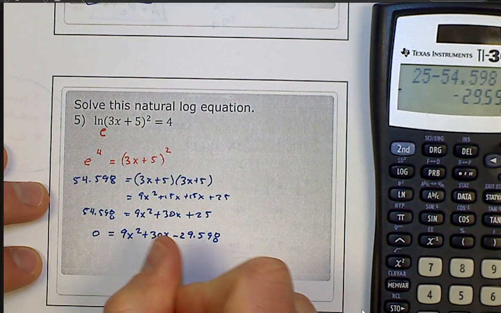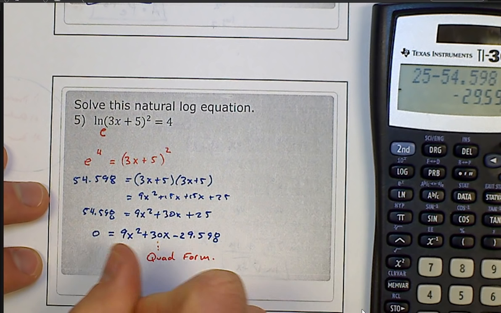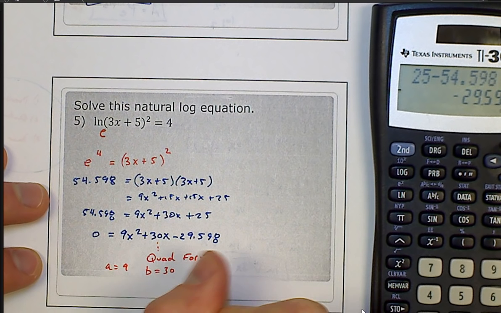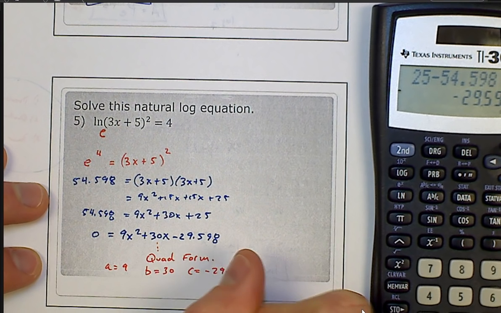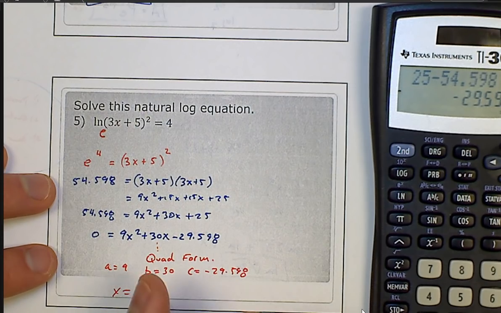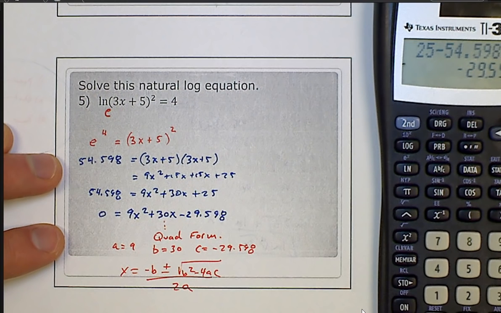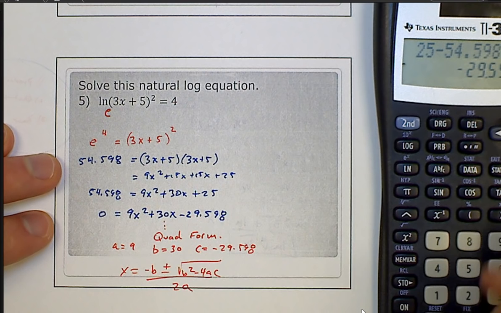Our good old friend, the quadratic formula. Your a value would be 9, your b value would be 30, your c value would be negative 29.598. And we would go x equals negative b plus or minus the square root of b squared minus 4ac, all over 2 times a. I'm not going to do that because that would take too long, and I know that you know how to do the quadratic formula. Once you get your answers, you're going to want to make sure you check them, but that is how you would do that problem. That's kind of nasty. They all don't work like that.